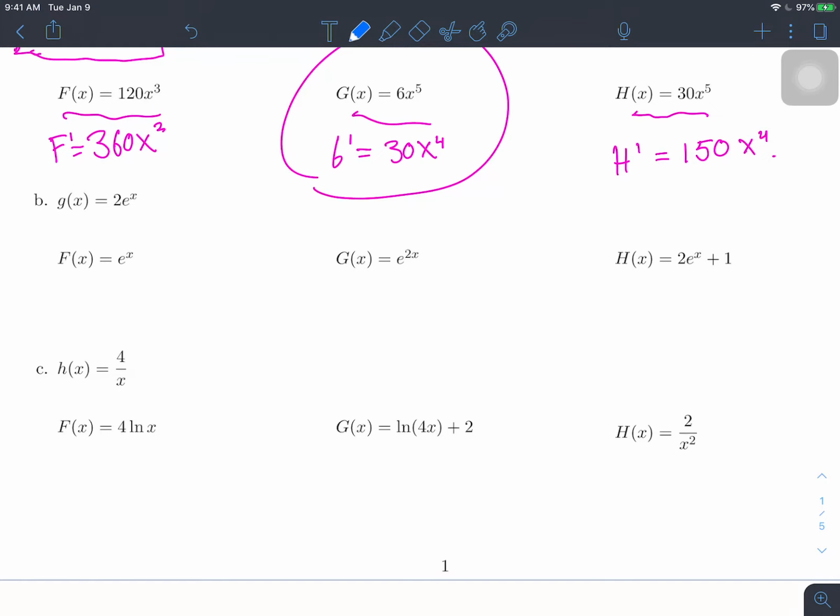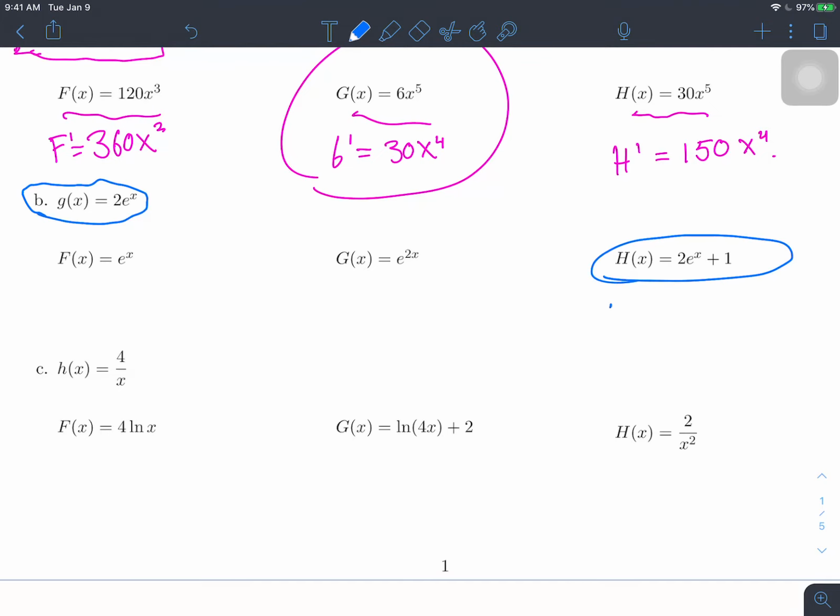Anyone still thinking about it? Does everybody have a choice for each of them? Okay. Let's try B. What do we think for B? Are we thinking F, G, or H? Yeah, Ashton? H. I think H is correct.